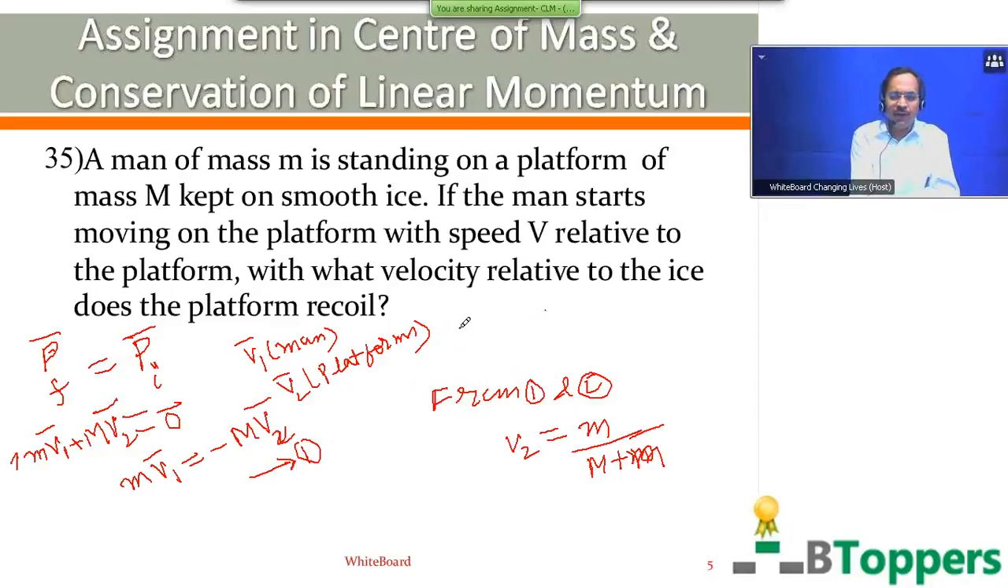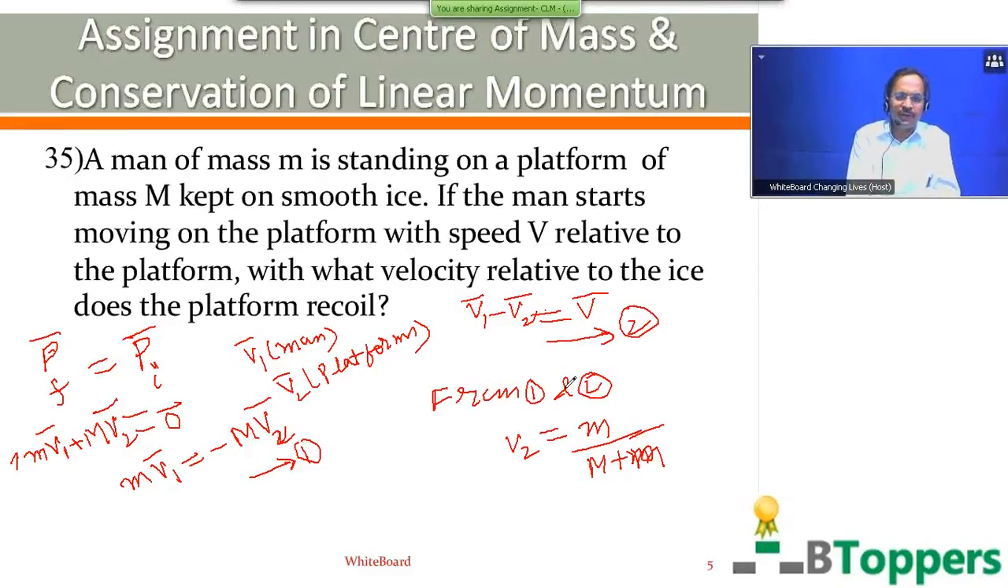In vector form, the relative velocity of the man with respect to the platform, we can write as V1 bar minus V2 bar. V1 bar is the actual velocity of the man, V2 bar is the actual velocity of the platform with respect to the ice surface. That can be written as V bar. That means when you solve the problem, you can complete it in vector form also.